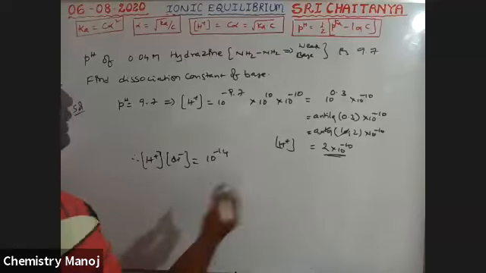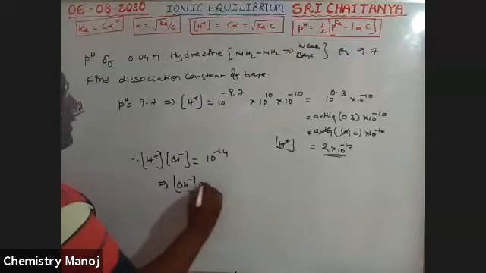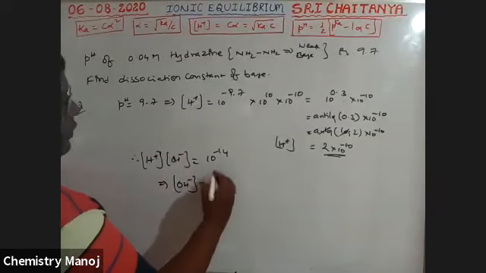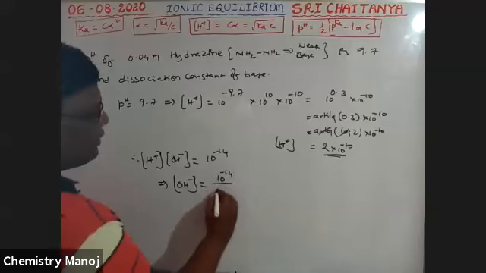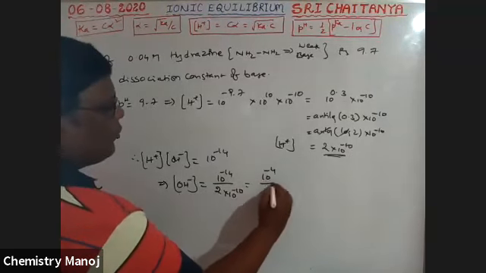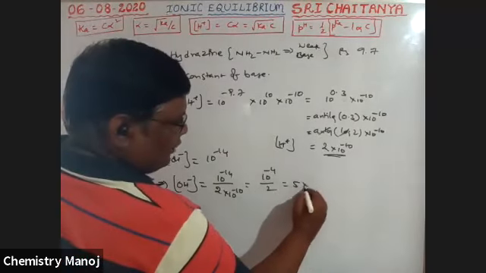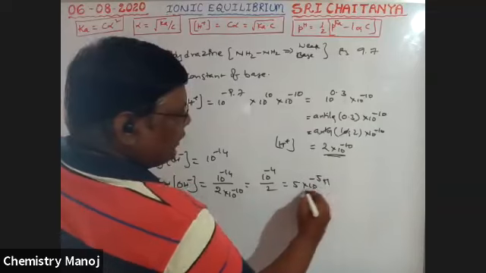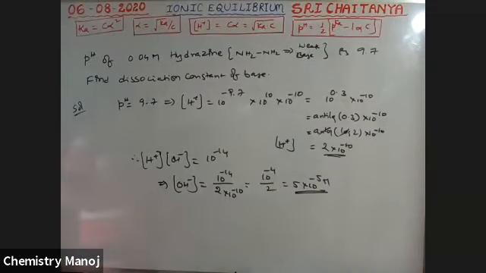10 power minus 14 at 25 degrees centigrade. So that implies OH minus concentration is equal to 10 power minus 14 by H plus concentration, that is 2 into 10 power minus 10, that is equal to 10 power minus 4 by 2, that is equal to 5 into 10 power minus 5 M. So this is OH minus concentration.